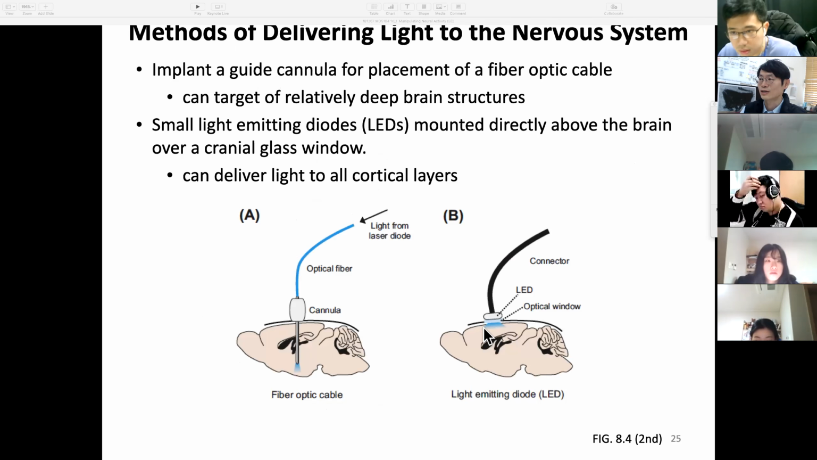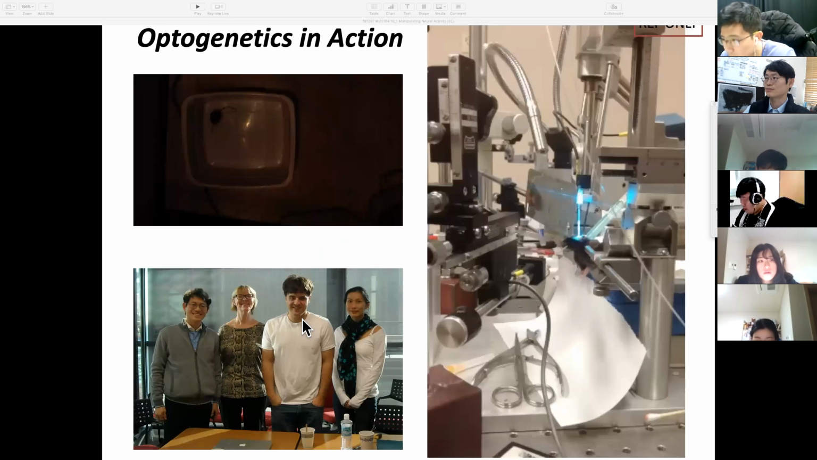If it's on the top surface cortex, you can use LED. If it's just some specific location inside the brain, you can use stereotaxy to target that part. Okay, so that's how it works. And let's see an example.